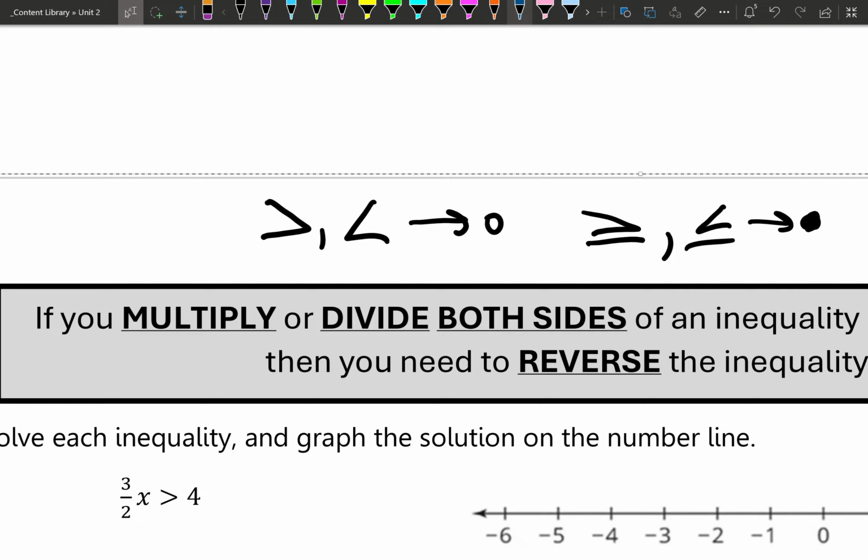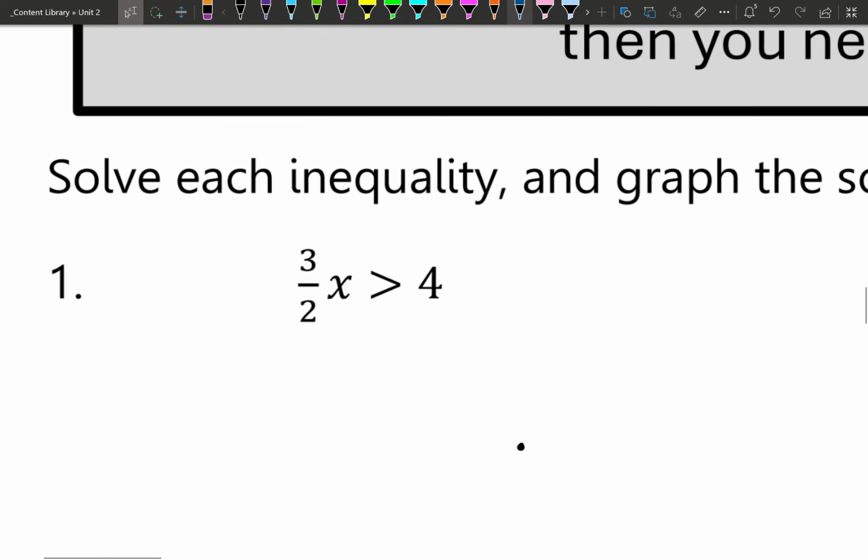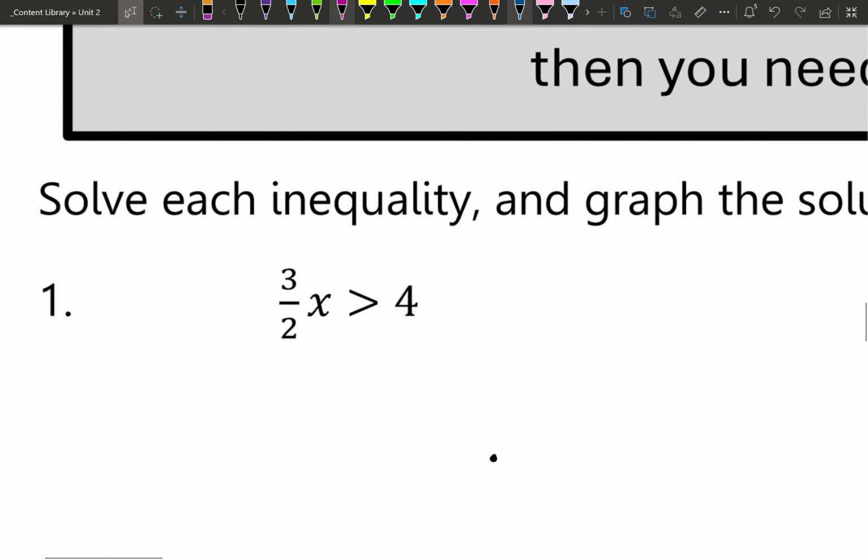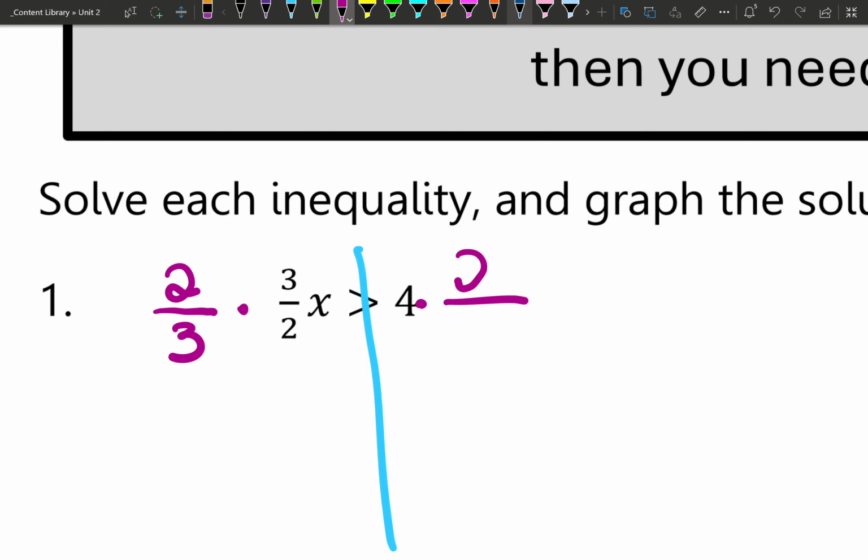Let's try out these problems and graph them on a number line. Number 1. Now we have a fraction here, so the way we're going to solve it is by multiplying both sides by the reciprocal. Hold on, there we go. That means I'm going to multiply both sides by 2 over 3.